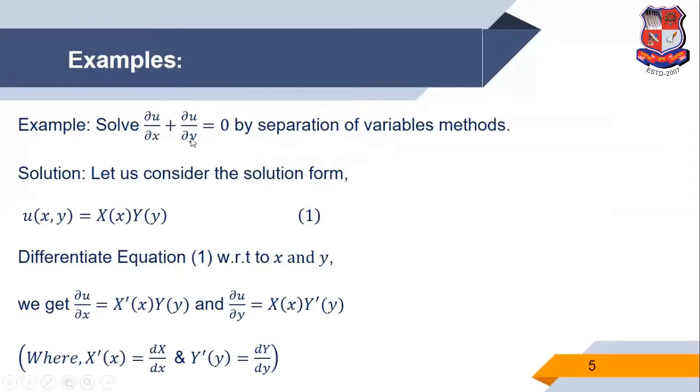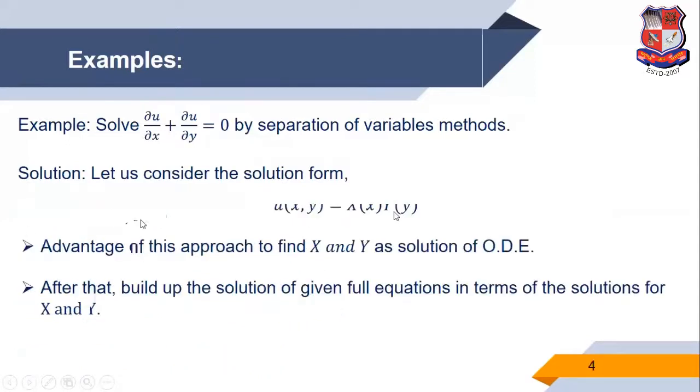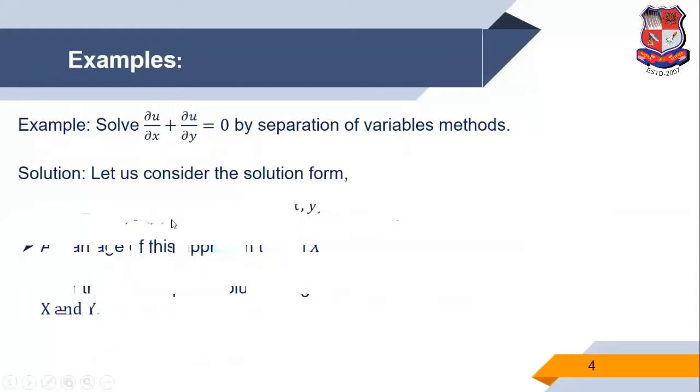So first we consider the solution form u(x,y) = X(x)Y(y). So first we consider the solution u(x,y) = X(x)Y(y). This is equation 1.